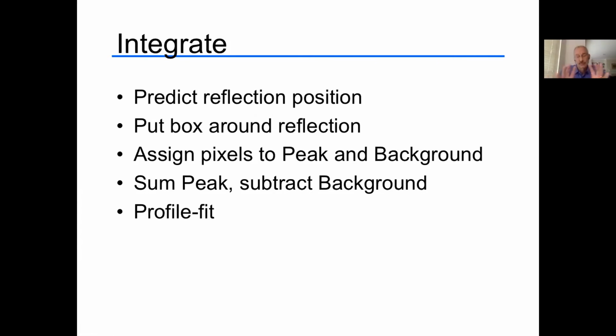So integration is we're going to predict where all the reflections are, given our unit cell and crystal orientation and our experimentally known properties of our X-ray diffraction experiment. We can put a box around the reflection. We can assign pixels to the peak and pixels to the background. We can estimate the background values around that peak and subtract it. And so sum the peak, subtract the background. But there's a better way than doing just a simple sum and subtract, and that's doing profile fitting.